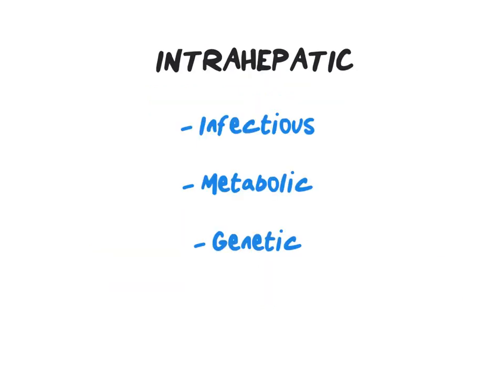So now I'm going to talk about some more specific etiologies for direct hyperbilirubinemia. And if you remember from the previous slide, this can be broken up into things that affect the liver itself versus things that are outside of the liver. So starting with intrahepatic causes, you want to think about what types of infections affect the liver. So these are going to be your hepatitises.